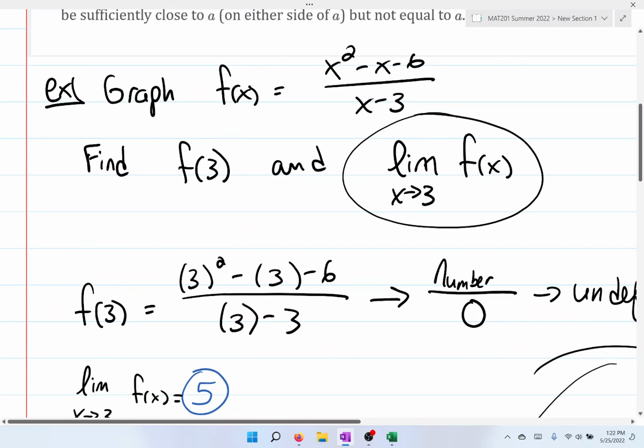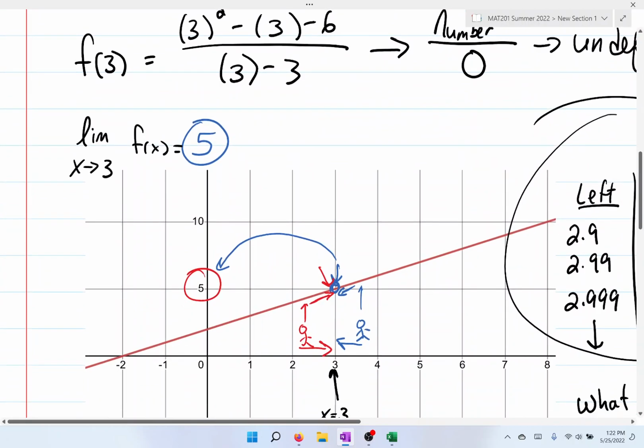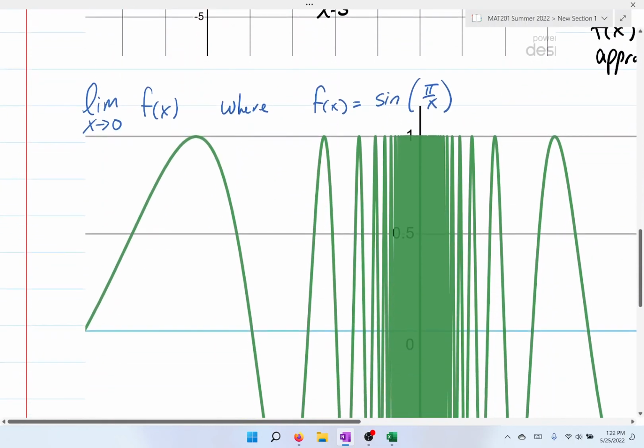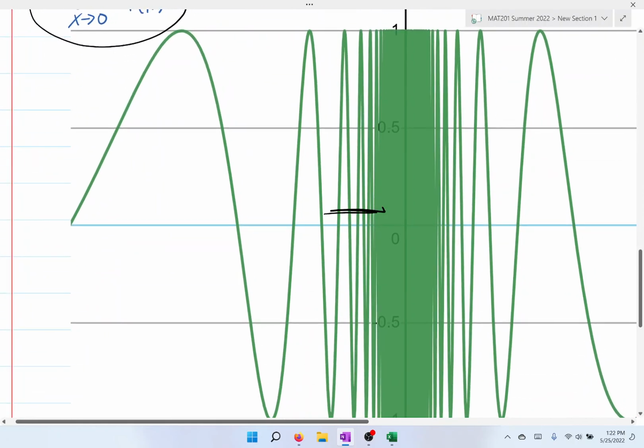Notice I asked for the limit as x approaches 3 of f of x. And the way I described it was, well, you were approaching from the left side, and then you were approaching from the right side. And we found that this limit equaled 5. Then we did the same exact thing. I asked you to evaluate the limit of f of x, where f of x equals sine of pi over x. But notice we are still approaching from the left side and from the right side.